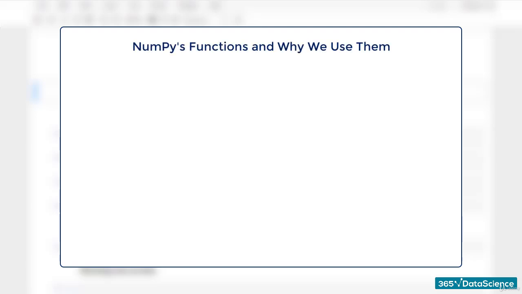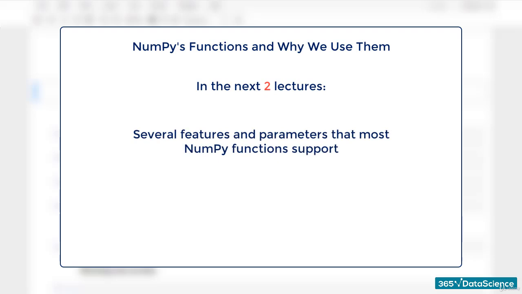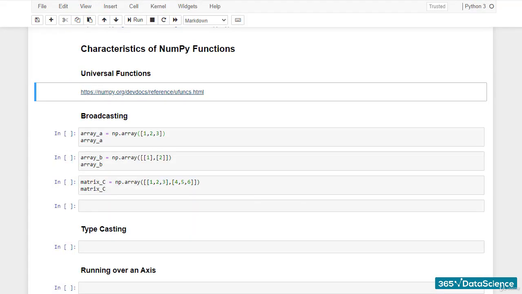After learning the ropes in NumPy arrays and what data they are compatible with, it's time to move on to NumPy's functions and why we use them. In the next two lectures, we'll examine several features and parameters that most NumPy functions support. We'll refer to these parameters as universal because they are closely tied to the universal functions. That being said, let's begin with some definitions.